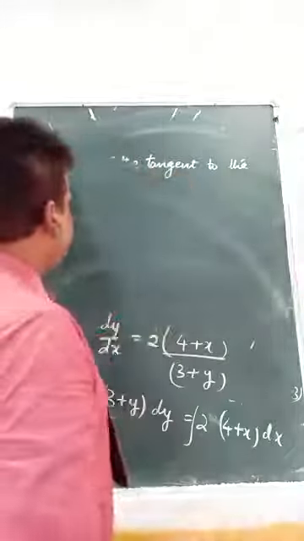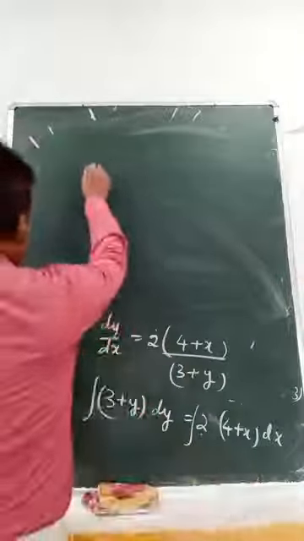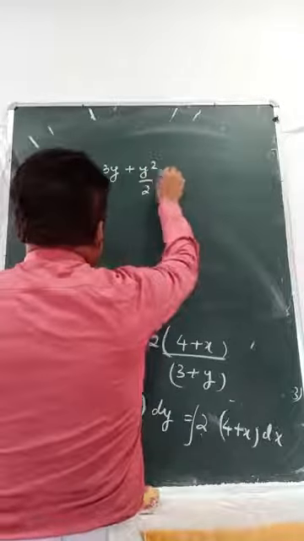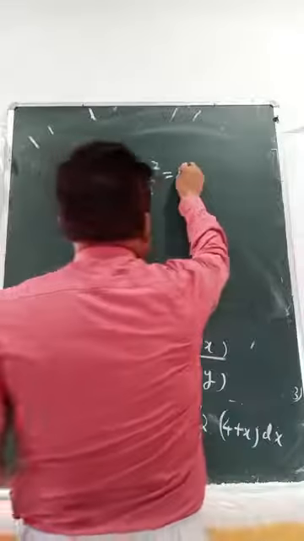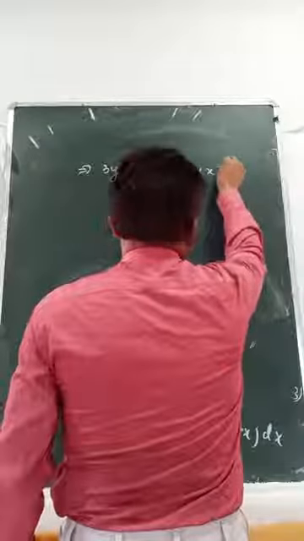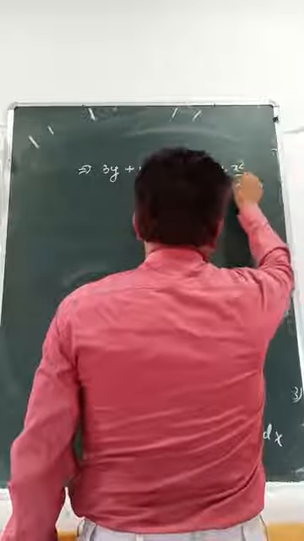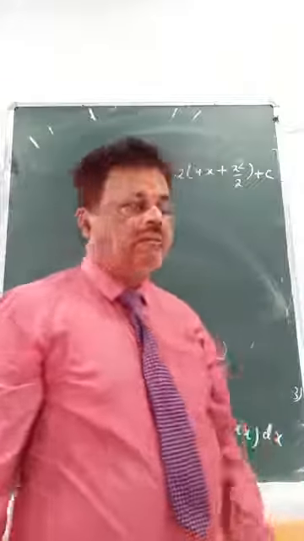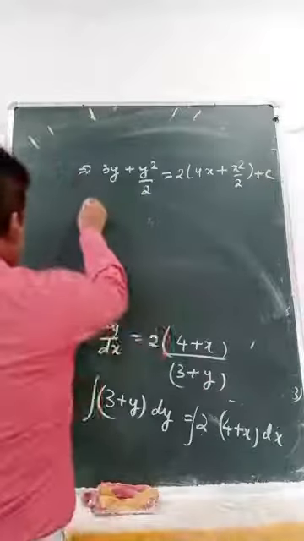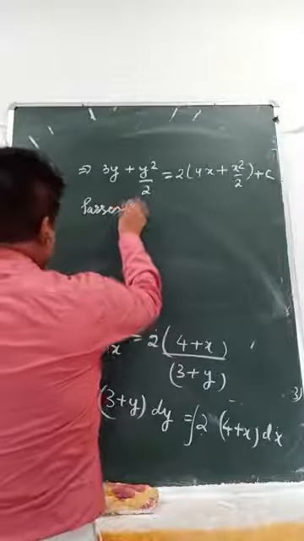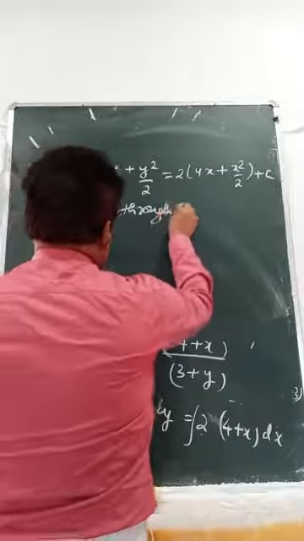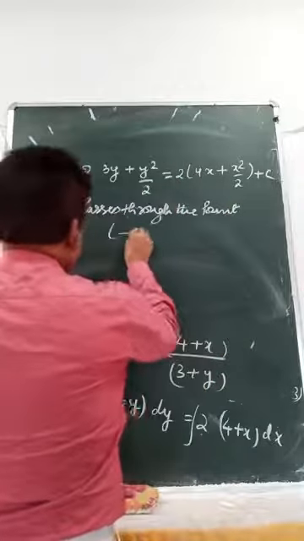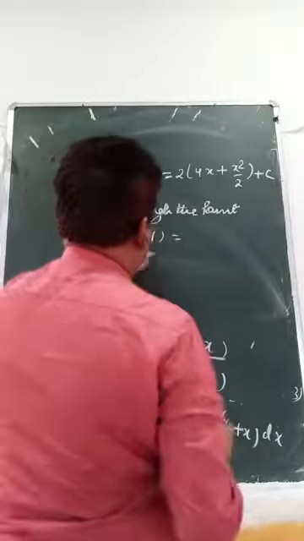What will you get? That is log of (4 plus y) equals 2 log of (3 plus x) plus a constant. Why is that given? It passes through a point, which means you have to find the value of c. Passes through the point (-2, 1), means this is your x and y.